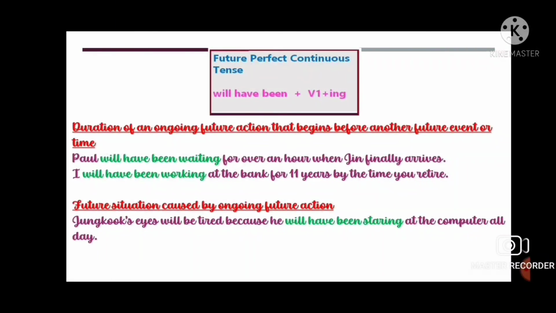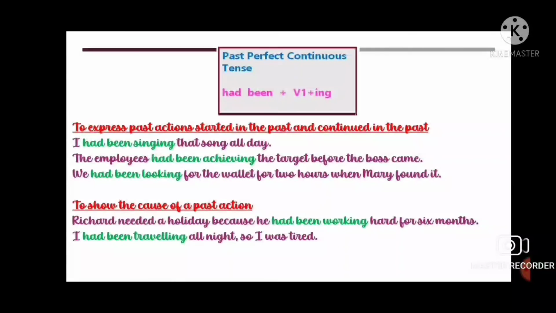And last and final one, future perfect continuous tense. This takes the form will have been plus V1 plus ing. So there are two ways of using this tense too. First one, the duration of an ongoing future action that begins before another future event or time. So just the opposite of past perfect continuous.